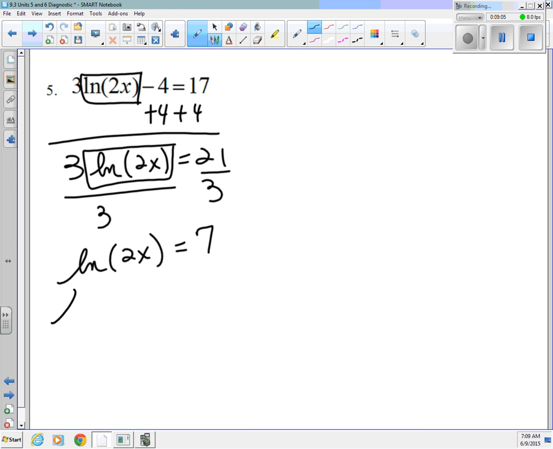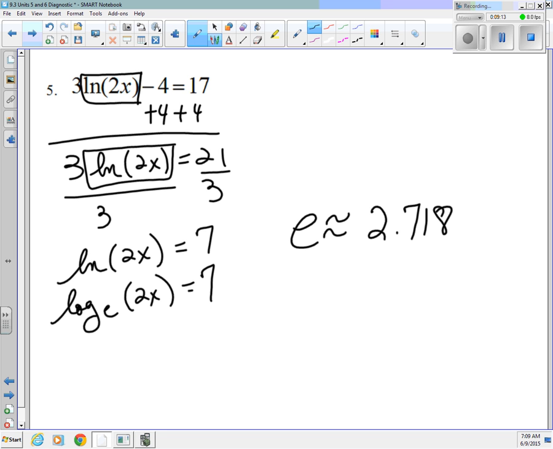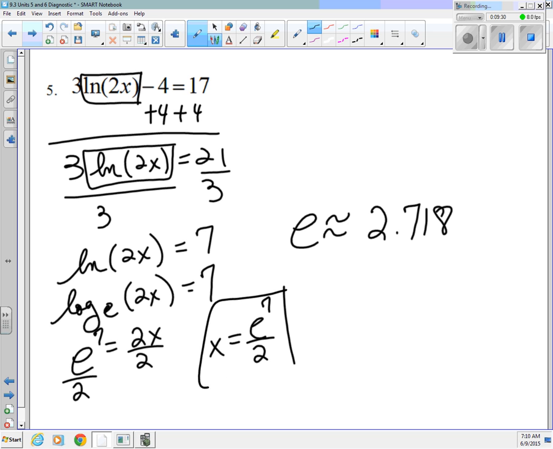ln is log base e. And for those of you who need a reminder, e was a special constant. It's about 2.718. And we discussed where it comes from and everything way back when we did compound interest. So now I have e to the 7 equals 2x. And I'll divide by 2. And x is e to the 7th over 2, which you can actually keep as an answer. If you wanted to round it to the nearest hundredth, pop it in your calculator. But you can keep e to the 7th over 2.